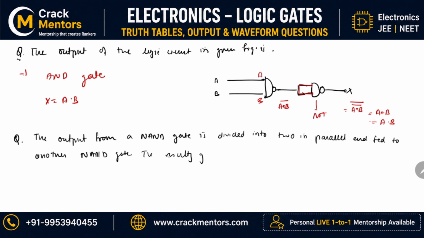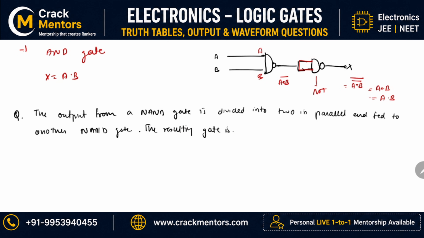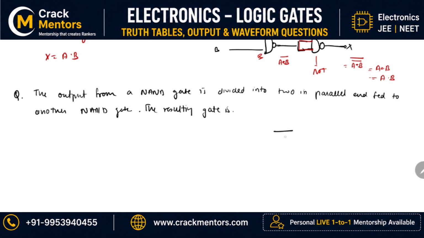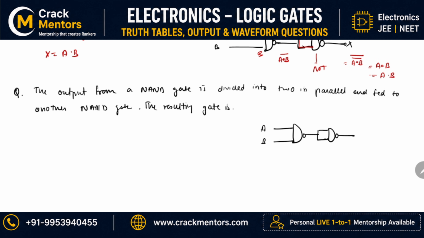The resulting gate is what? I am having it like this: from here, the output is passed through another single input NAND gate. The inputs are A and B, and you have to tell what the output is here. If this is A and B, my output from the NAND gate will be equal to (A into B) whole not, and since this behaves like a NOT gate, again I will write this as ((A plus B) whole not) whole not, which is double not, therefore it is simply A plus B.